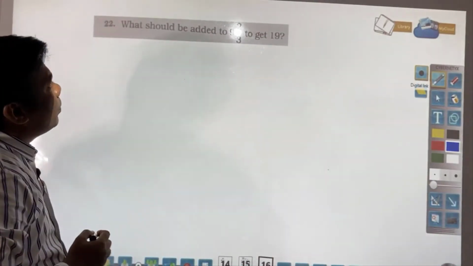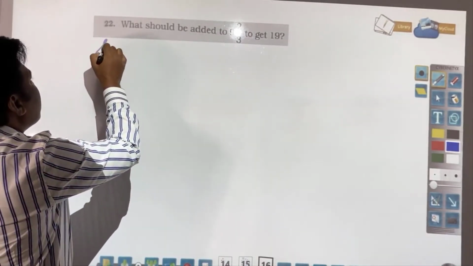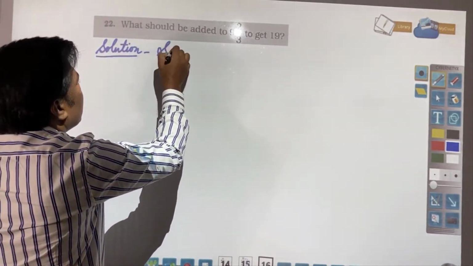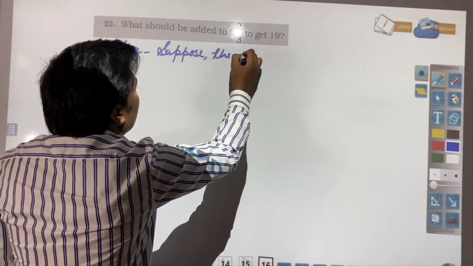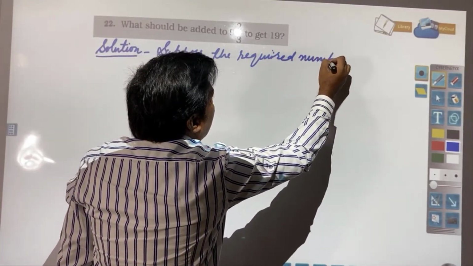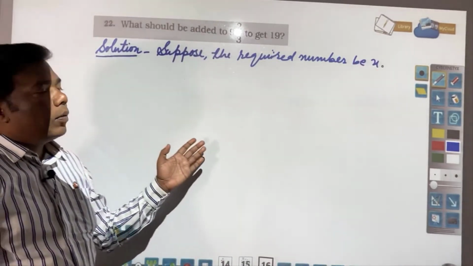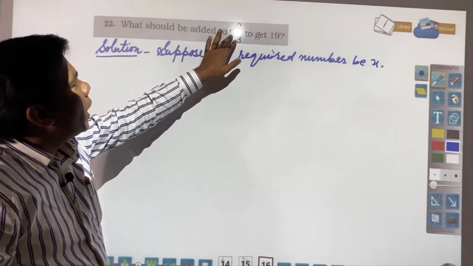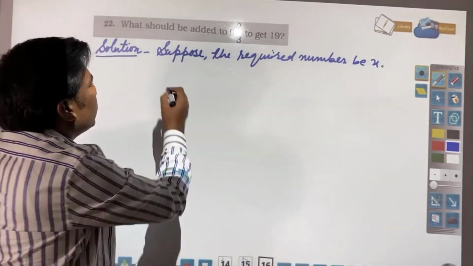Here we have: what should be added to 9 whole 2 by 3 to get 19? We will write, suppose the required number be x. So whatever number is required to be found out, you just assume it to be x. What should be added to 9 whole 2 by 3? X should be added.